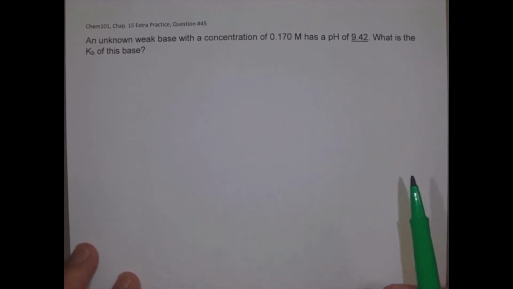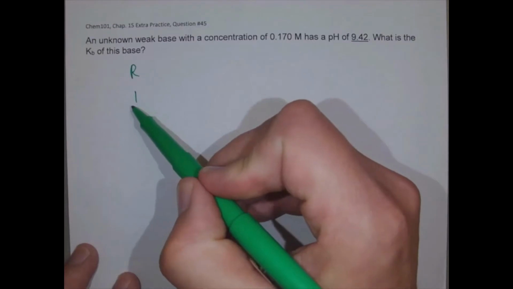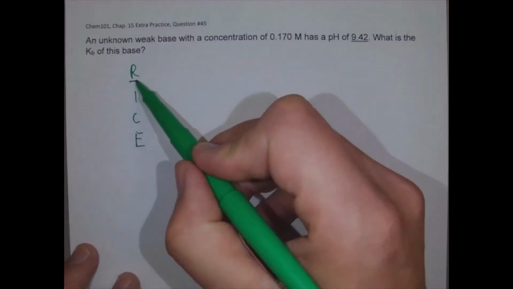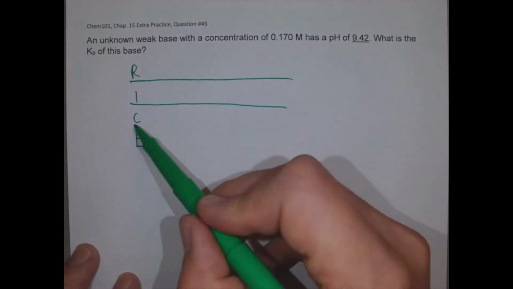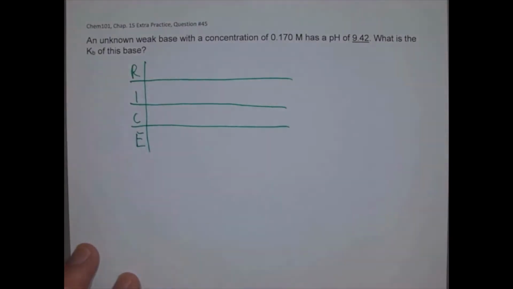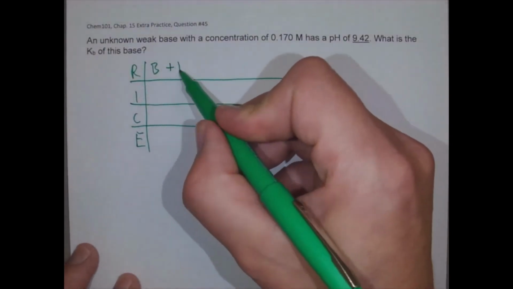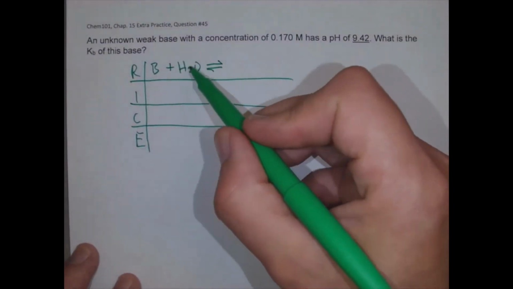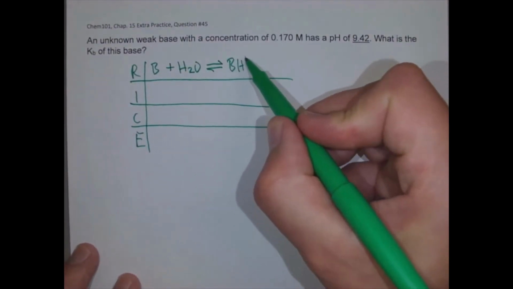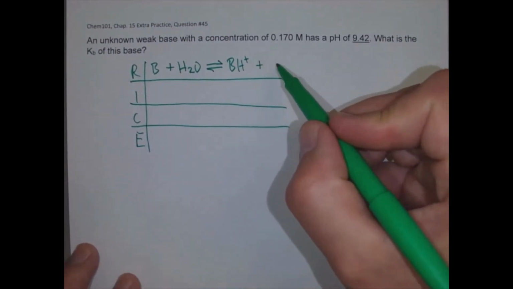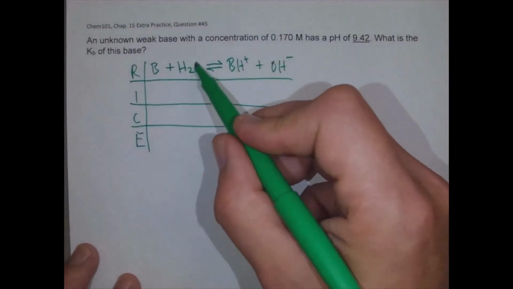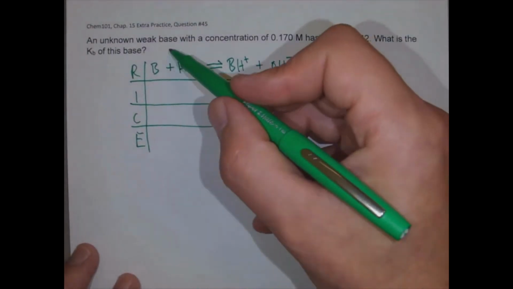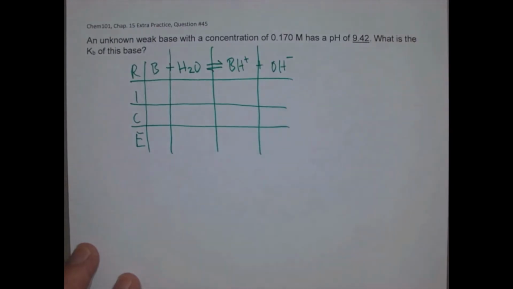All right, so this is another RICE table problem. So we'll set up our RICE table. And in the RICE table, we have the reaction there at the top. And in this reaction, what we have is just some base, we'll just call that B, and it's going to react with a water molecule. And it's a weak base, so it will do that in a reversible way. And it's going to rip a hydrogen off the water molecule to become BH plus, the conjugate acid. And then what's left over on the water, after I take a hydrogen off here, is a hydroxide ion. Okay, so each one of these gets their own column in the table.